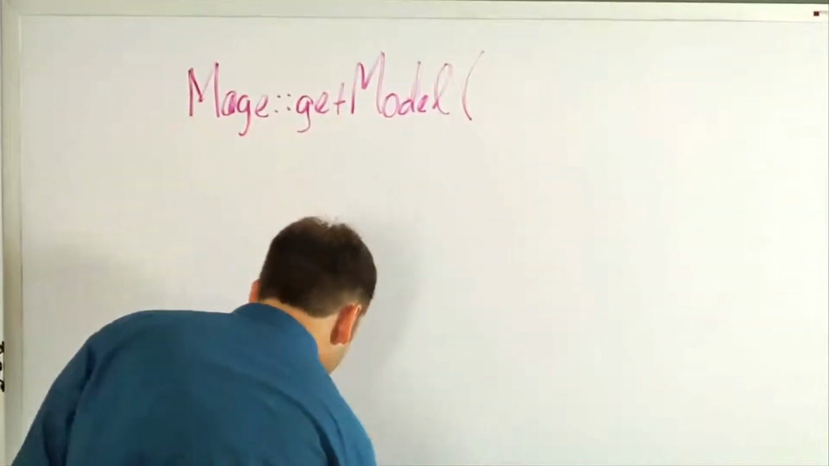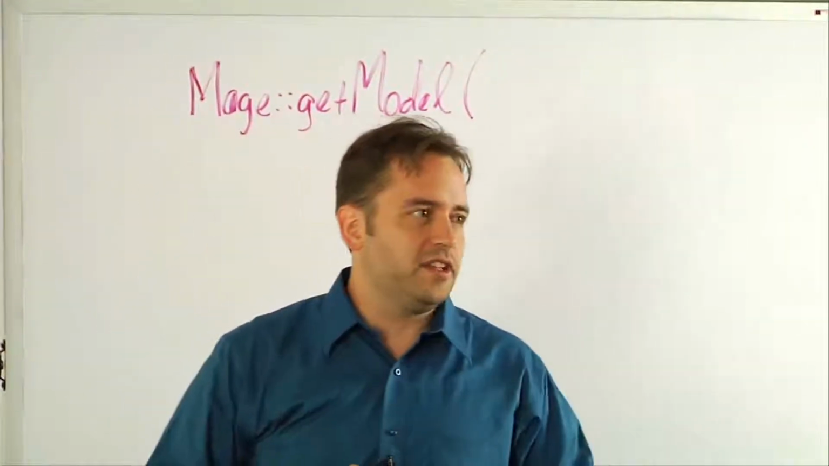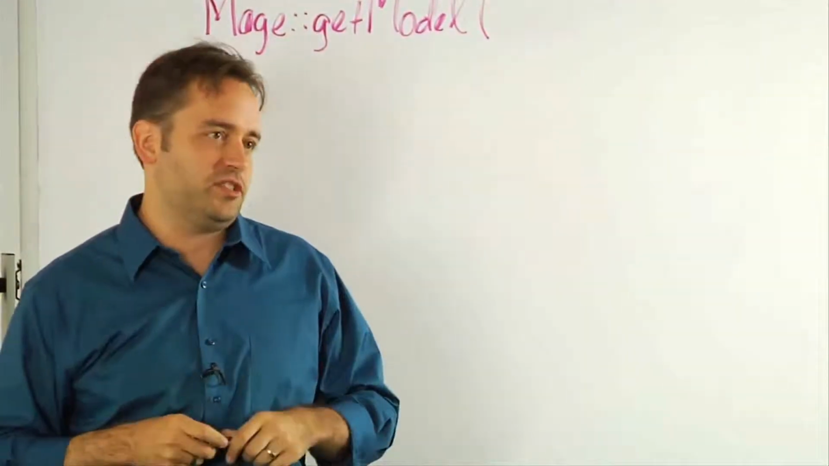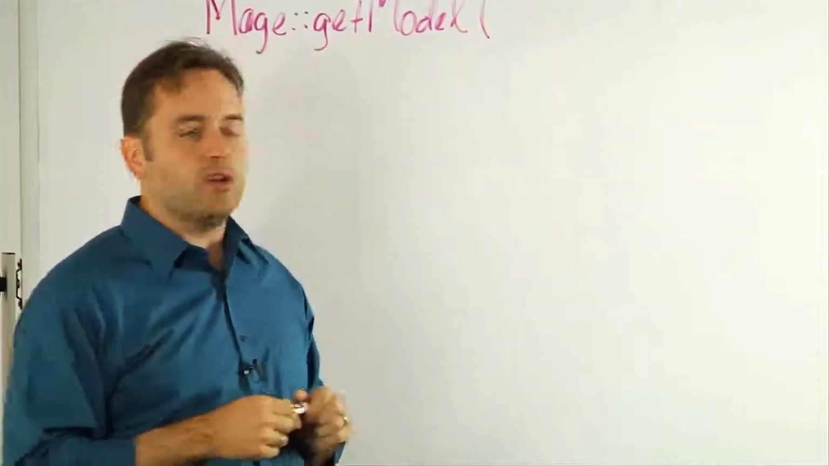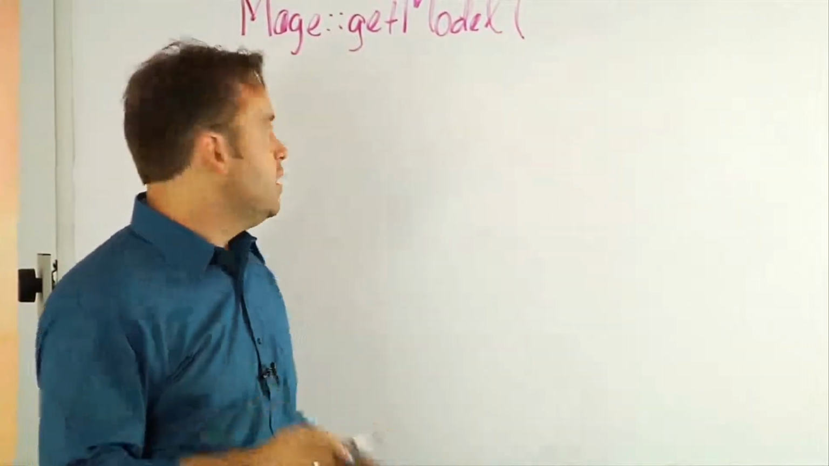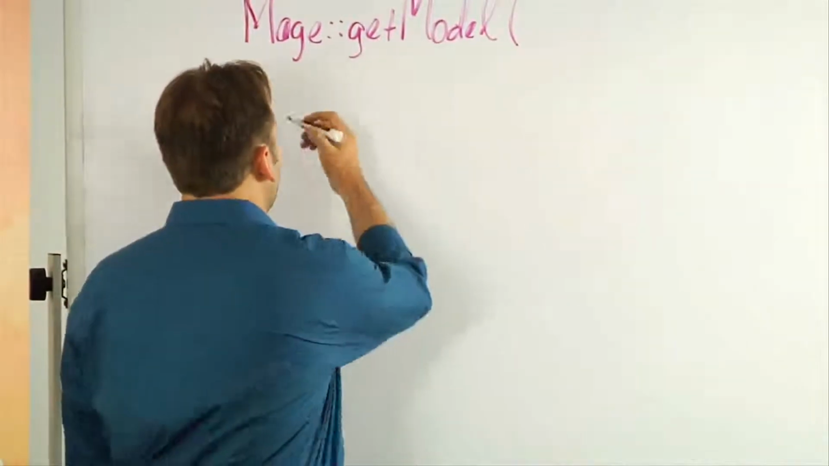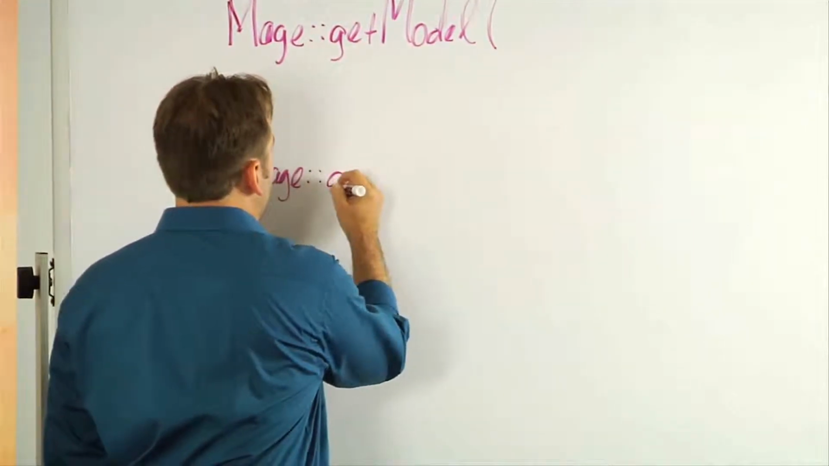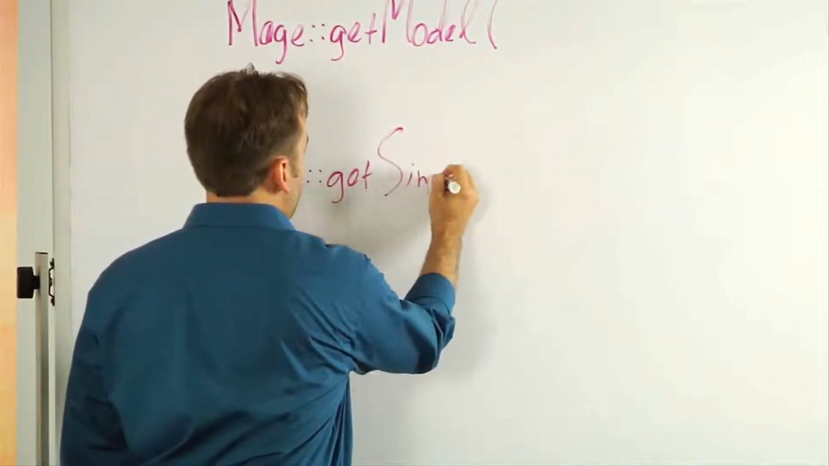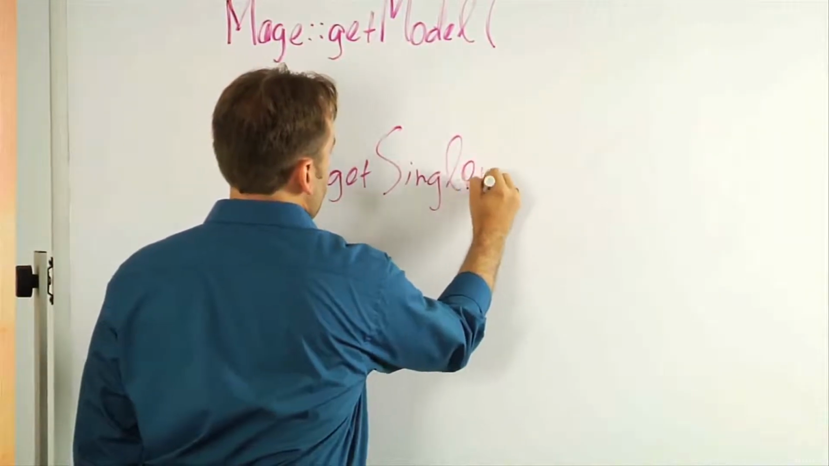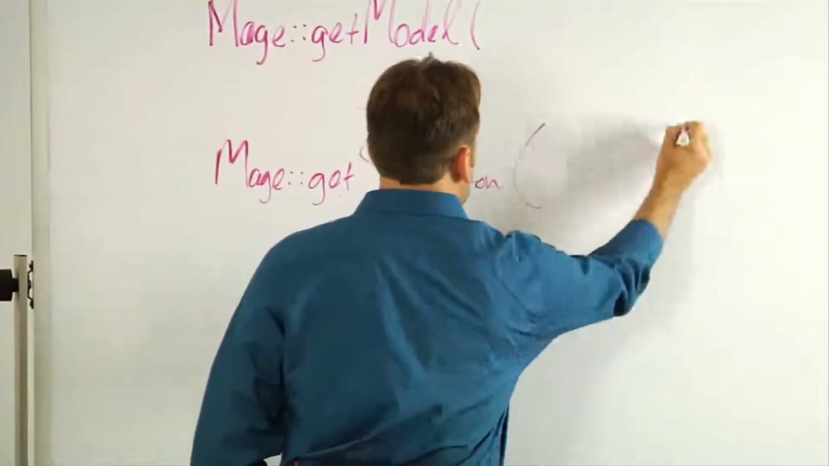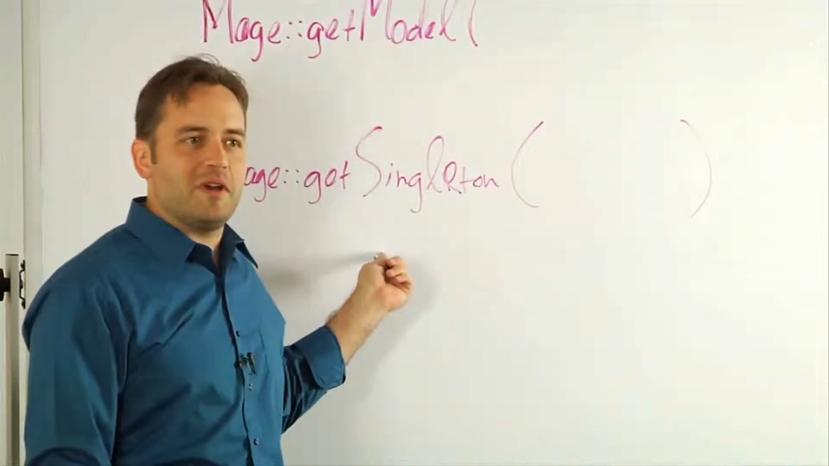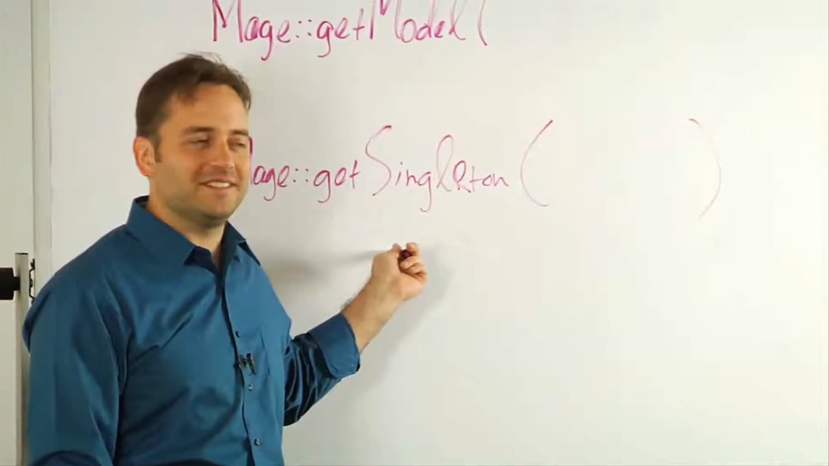You can also specify object, but don't. I don't know why that's in there, and I'm sure it's deprecated. If not explicitly, it's just never used. So you have model, and then you also have singleton. Okay. So singleton is an option. So Mage get model, Mage get singleton. And of course, you could probably infer from the method name that you're going to get a singleton here.